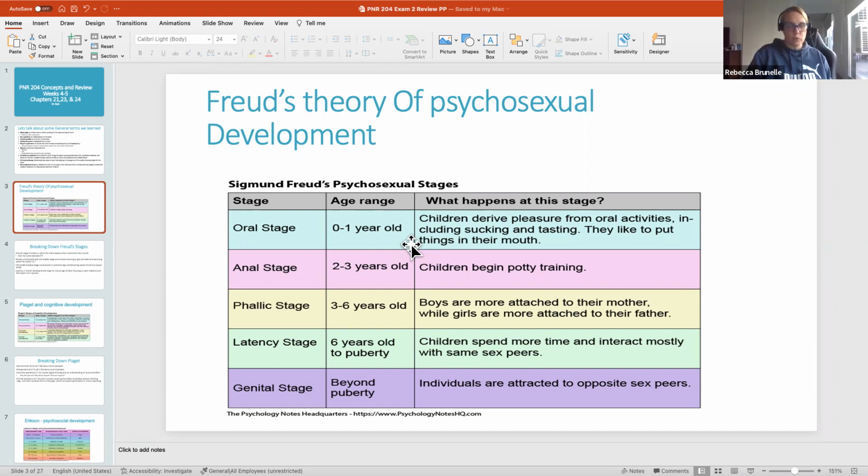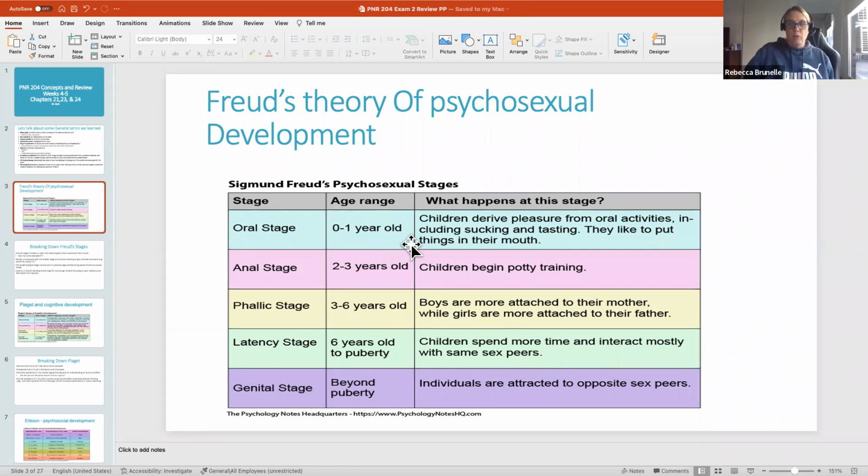And then as they get a little bit older, they move into the phallic stage. This is going to be your preschool going up to when they start like first grade. And this is where children are really attached to their opposite gender parent. So boys are going to be attached to their mother and girls are going to be attached to their father.